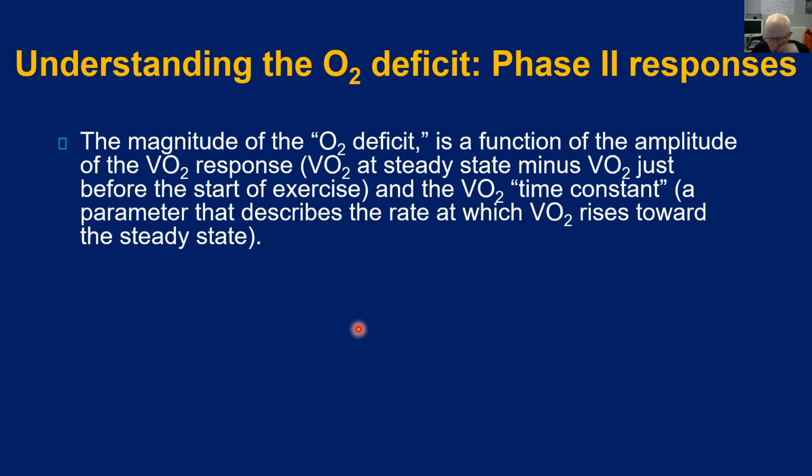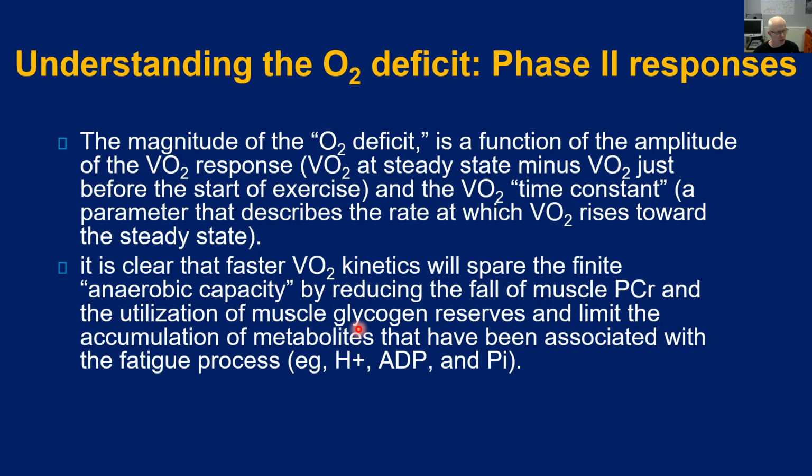So, and then what you have is a time constant, and that's the parameter which describes the rate at which VO2 rises towards the steady state. How quickly does it achieve that? And I'm sure you can probably start to guess that this must relate to the degree to which somebody is aerobically fit. If somebody is aerobically fit, they will have a different response to somebody who is perhaps more anaerobically or power orientated, and we'll talk about that in a moment as we look at a schematic.